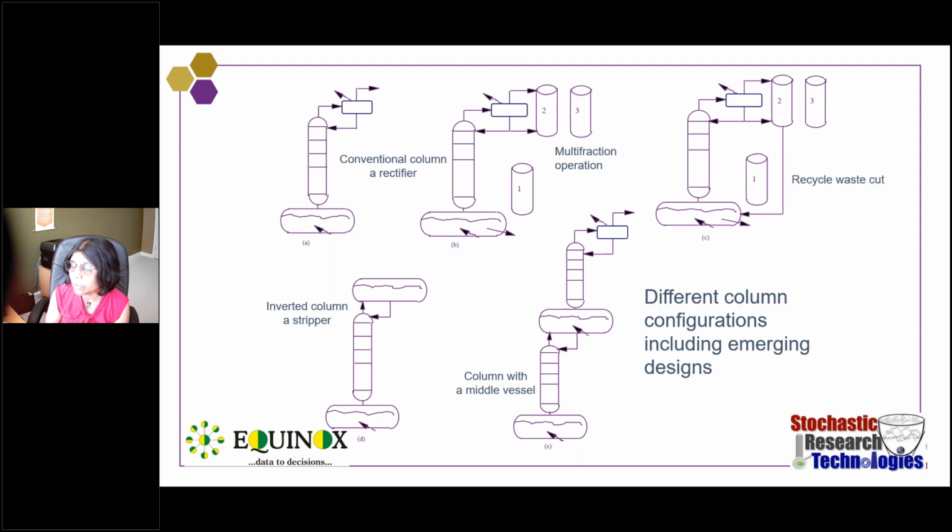There is another column, a column with a middle vessel, which has stripping and rectifying sections. Essentially, this is much more flexible than a continuous column. It looks like a continuous stripping and rectifying section, but it has more flexibility. Suppose I have 3 pure products, I can take them in one column. You could have multiple vessels depending on the need. So you can go on to different configurations, and they are really useful.